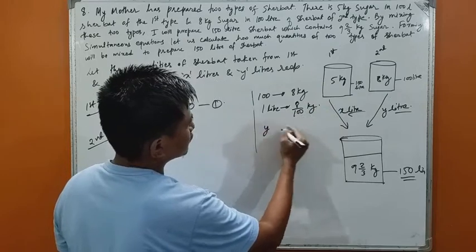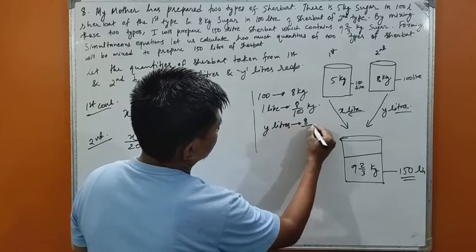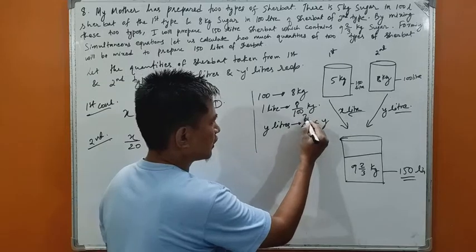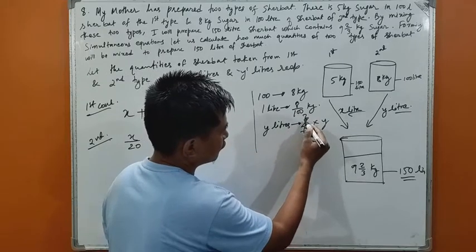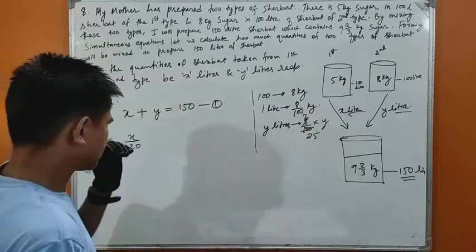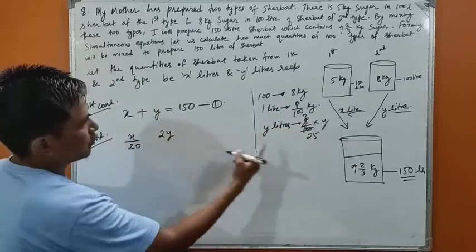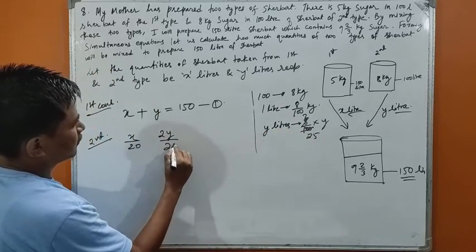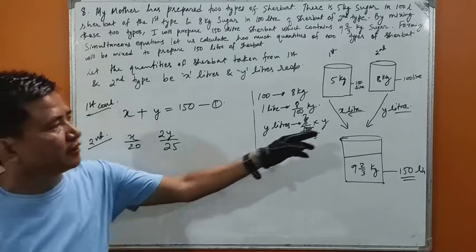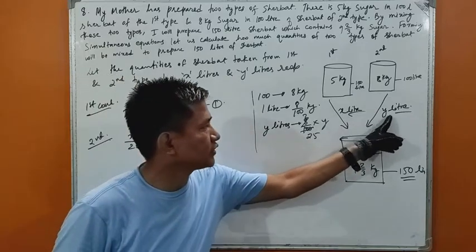So in y liters, we have taken y liters. So in y liters of second type sarbat, 8 upon 100 into y, isn't it? So this gives us 4 2s are 8, 4 25s are 100, 4 5s are 20. This gives us 2 into y is 2y upon 25. This is the quantity of sugar in the x liters of sarbat, and this is the quantity of sugar in y liters of sarbat.